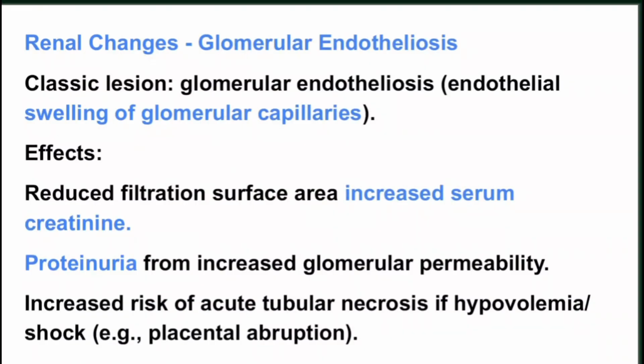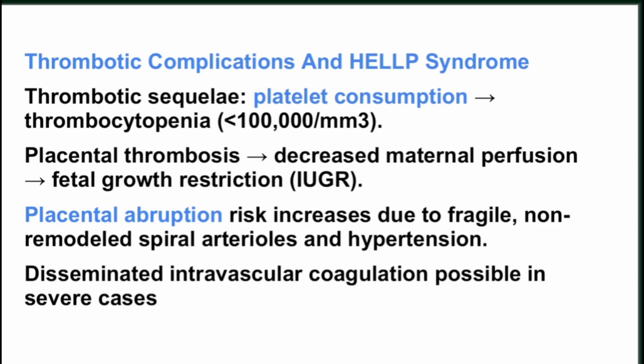Okay, so with that being said, the renal changes once more are glomerular endotheliosis, which is just swelling of the glomerular capillaries, which causes reduced fenestration surface. There's also increased serum creatinine, and there's also proteinuria from increased glomerular permeability, and there's also a risk of acute tubular necrosis if there is hypovolemia, and it can also cause placental abruption. So with that being said, the endothelial damage can cause a multifactorial end organ dysfunction, as we've said, and it can also cause thrombotic complications and HELLP syndrome.